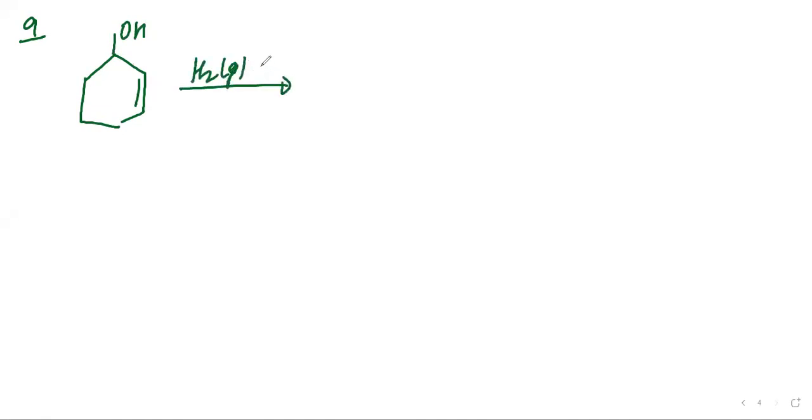Now look at the ninth question. The correct structure of the product A formed in the reaction. So the reactant is given here, 1H. This is a double bond. In presence of hydrogen, atmospheric 1 atm, palladium, carbon, and ethanol is also a reagent. So what will be the product A?